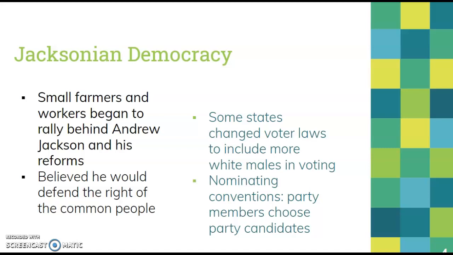By 1828, most states are beginning to change their voter laws to expand democracy to more white males. That's still leaving out African Americans, and it's still leaving out women. Some of the poor and uneducated men are still being left out at this point.